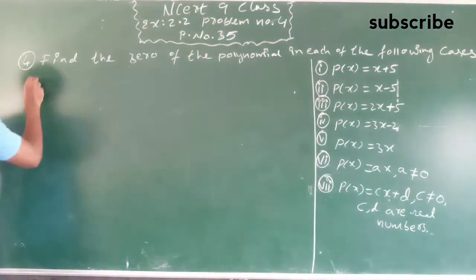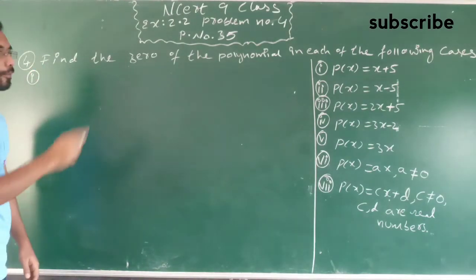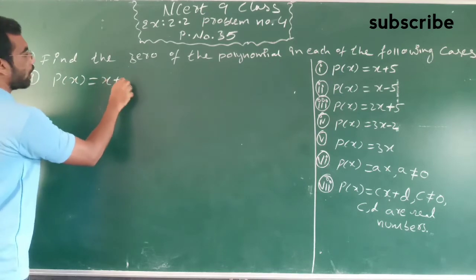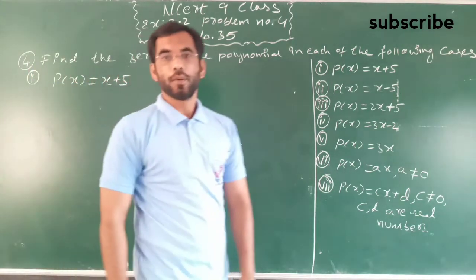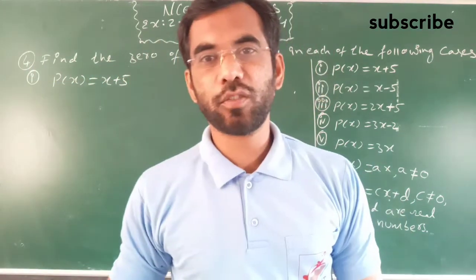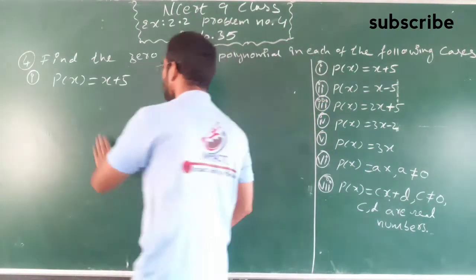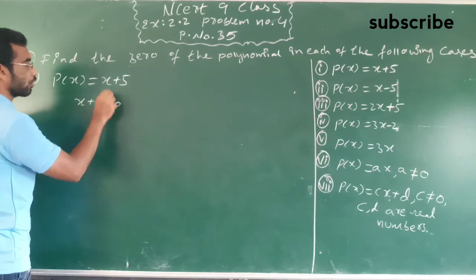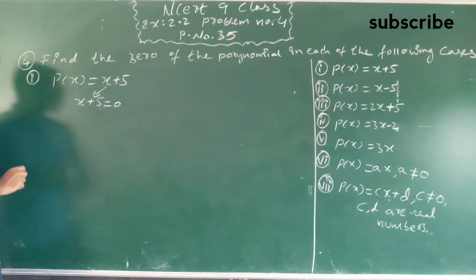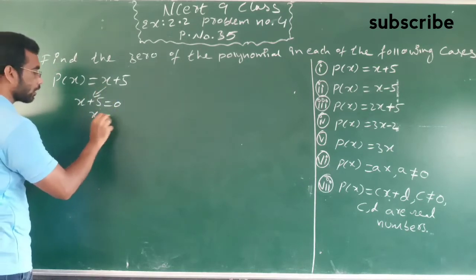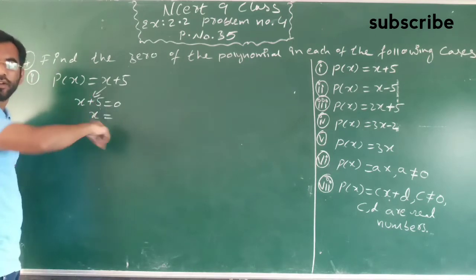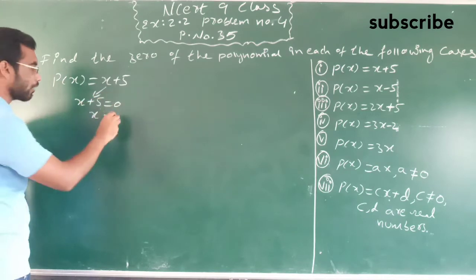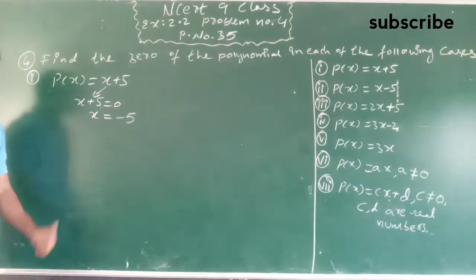In the first one, P of x is equal to x plus 5. How to find this? See here, x plus 5 is equal to 0. X is equal to, can I send this plus 5 towards that side? If I send the plus 5 towards the right hand side, it will become minus 5.